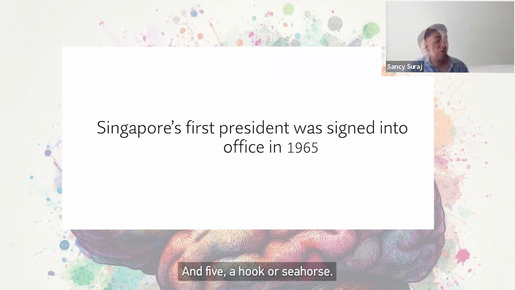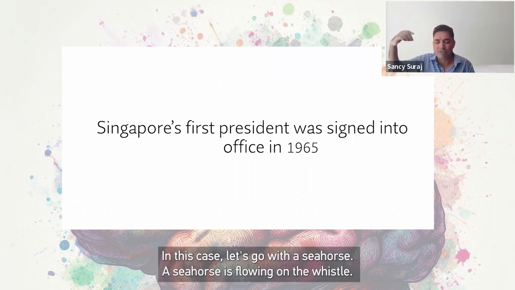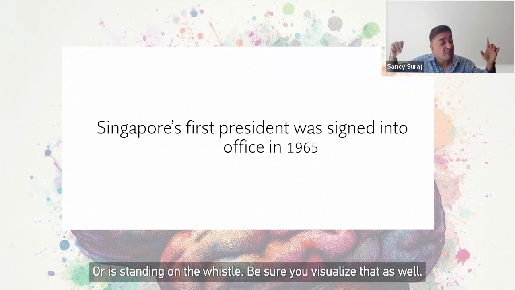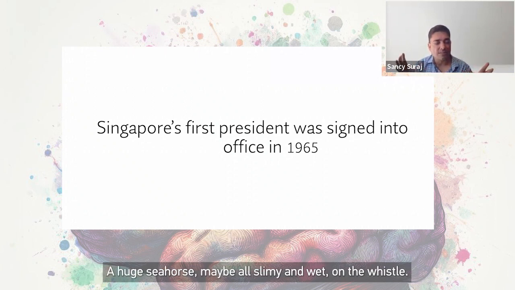And 5, hook or seahorse. In this case, let's go with a seahorse. A seahorse is floating on the whistle, or is standing on the whistle. Be sure you visualize that as well. A huge seahorse, maybe all slimy and wet on the whistle.